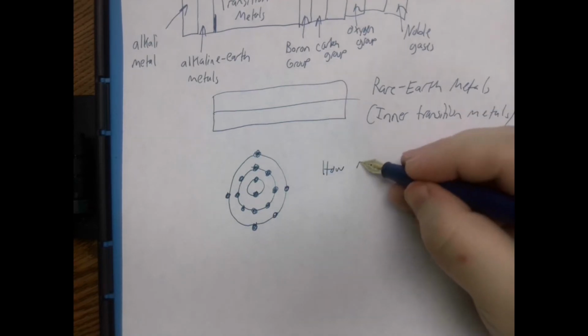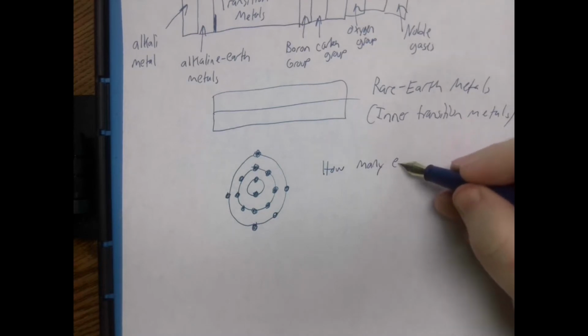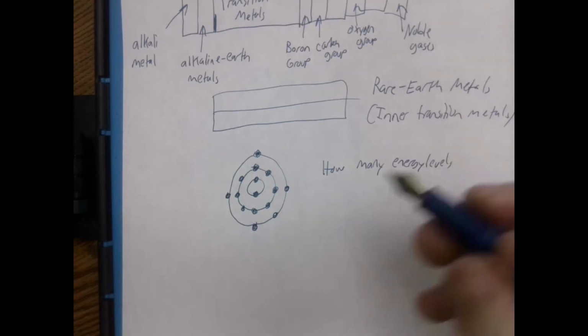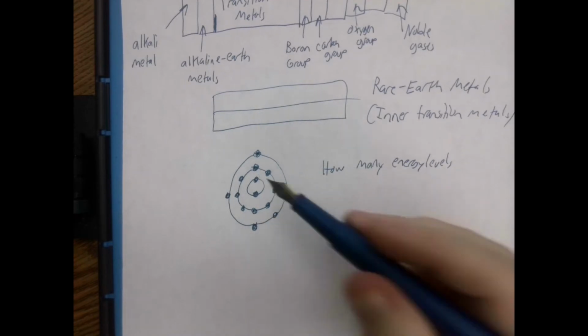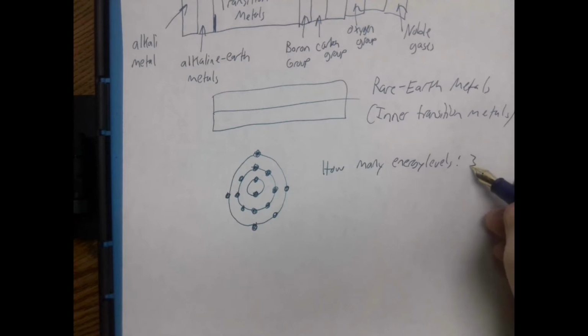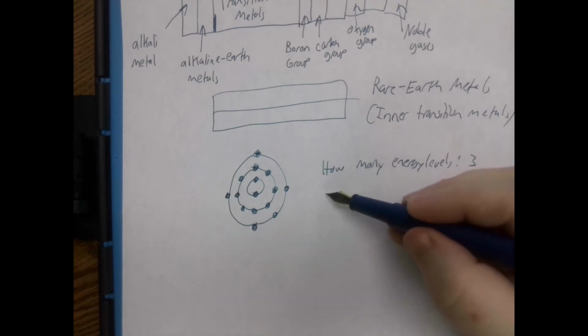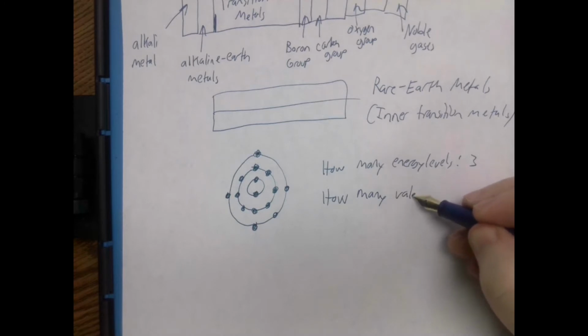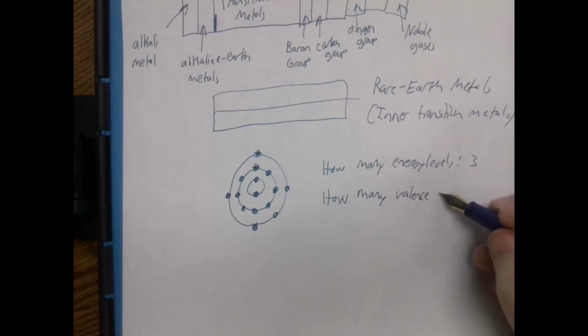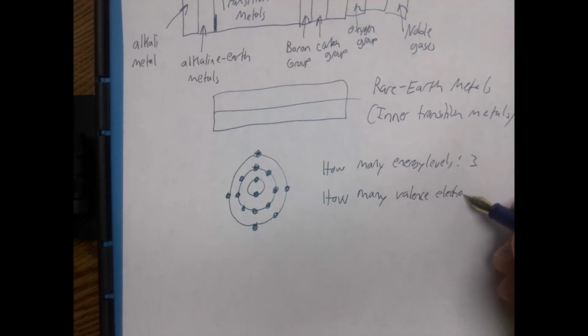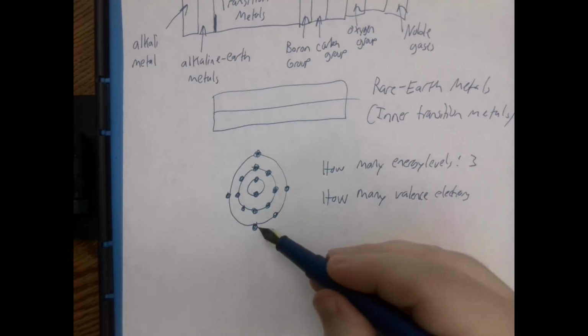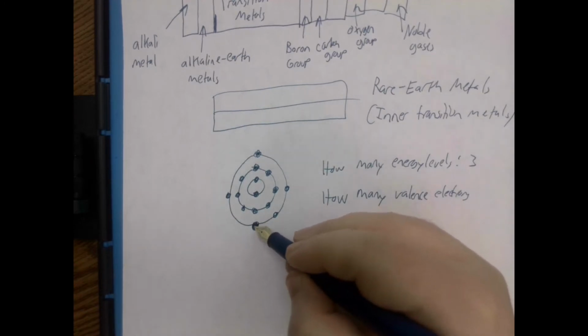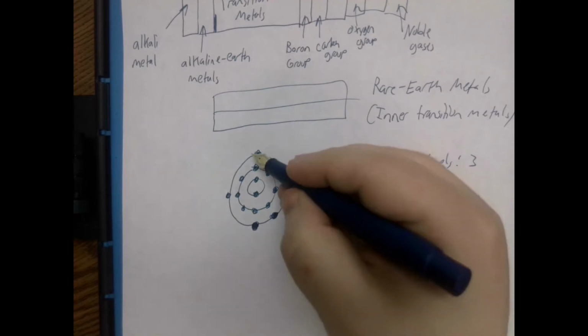How many energy levels does this have? 1, 2, 3. The energy levels are the circles, the orbits. So this has 3 energy levels. How many valence electrons? Valence electrons are the ones on the outside, only the ones on the outermost.